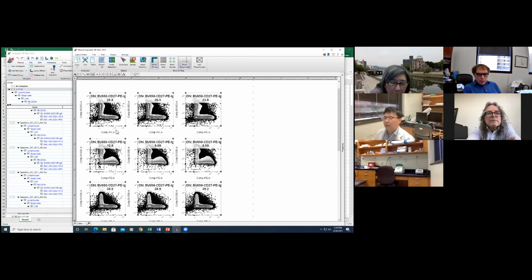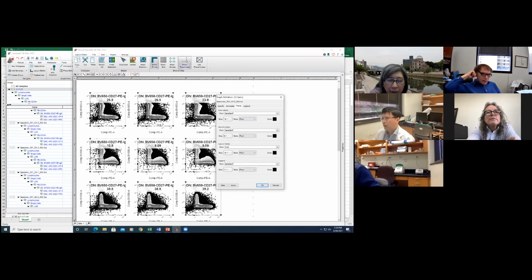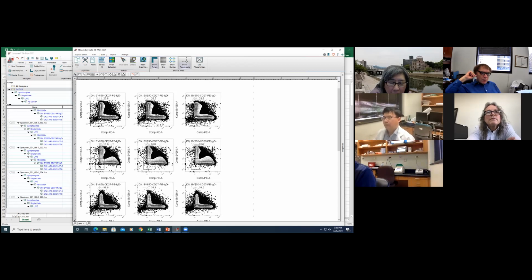Oh, I see. So it's CD27 PE? Yeah, PE is IgD and BV650 is CD27. So this is the double negative population. Let me just write this down. CD27 is the Y-axis, but why does it say CD27 PE? That's IgD. Right. No, Y is CD27, X is IgD. Oh, PE IgD, yeah, you're right. So Y is CD27, X is IgD. Okay. So this is just the typical double negative. Does this look right to you?